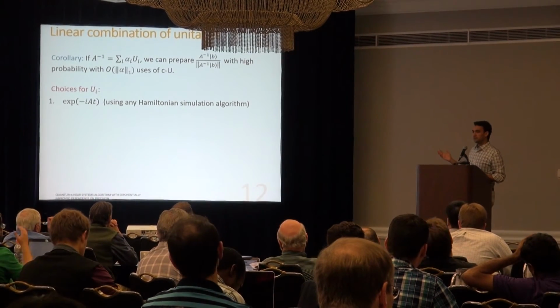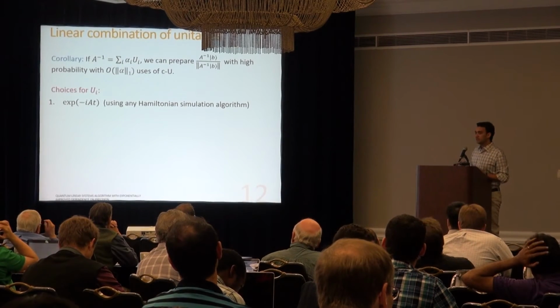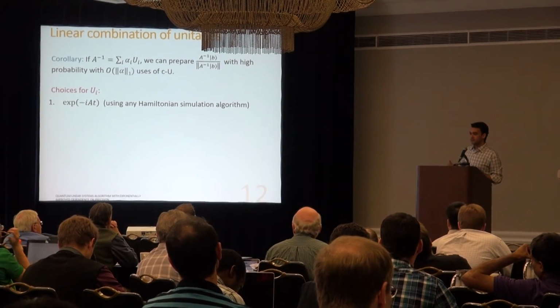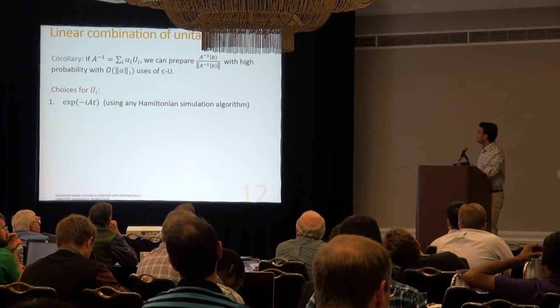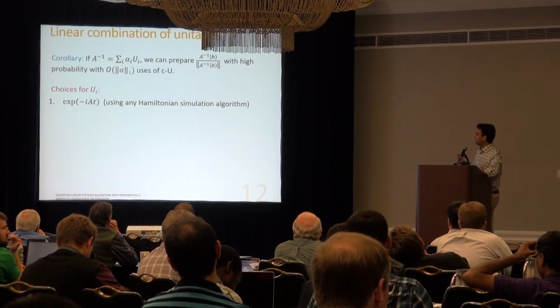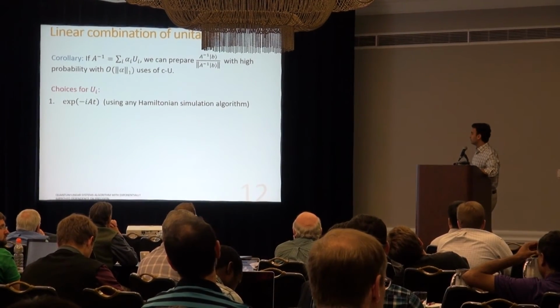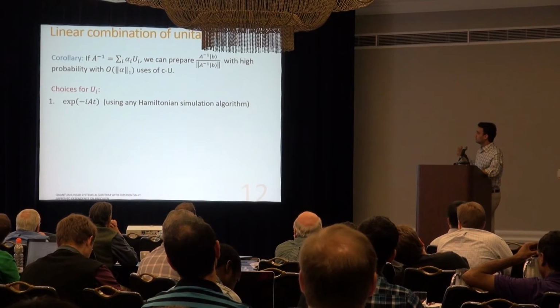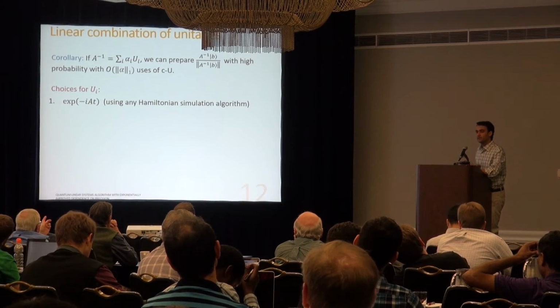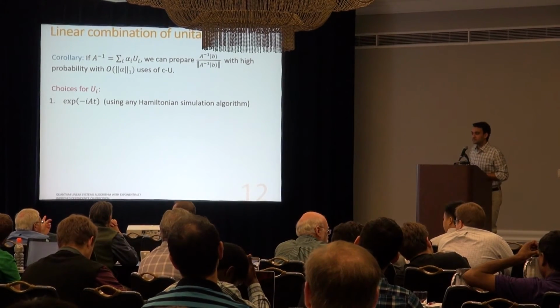This unitary clearly depends on A. There's also a free parameter t, so that can give you many different unitaries, one for each choice of t. Potentially, and if you could represent A inverse as a linear combination of this kind, then that would be great. You'd be able to apply this corollary, and then you would get an algorithm for A inverse. Matrix A is not this.